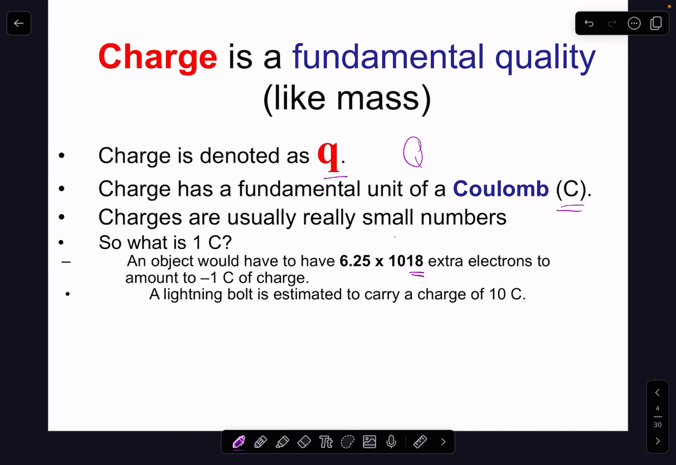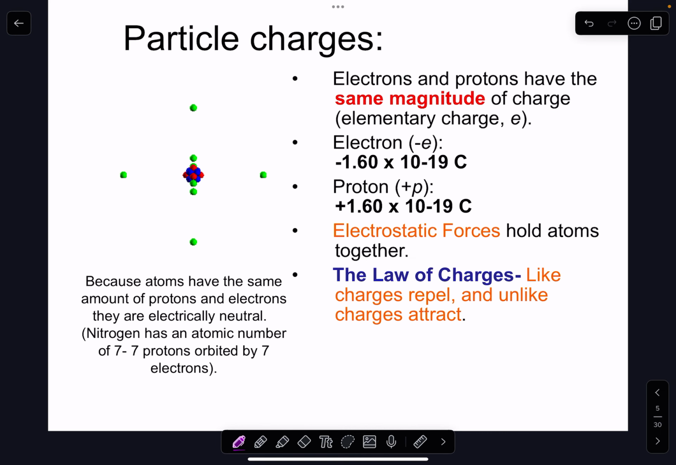My exponents did not work here, 10 to the power of 18. So 1 coulomb is a very large charge. A lightning bolt has 10 to 20 coulombs. So we're going to be dealing with the micro and nano coulombs a lot of the time because a coulomb is a huge amount of charge. To have 1 coulomb of charge, you would have 6.25 times 10 to the 18 extra electrons. And then an electron itself has 1.6 times 10 to the negative 19 coulombs.